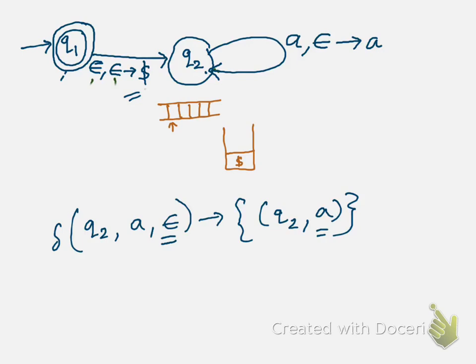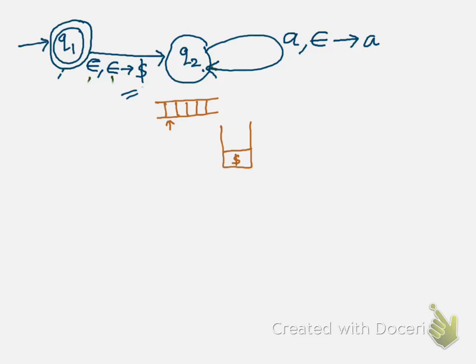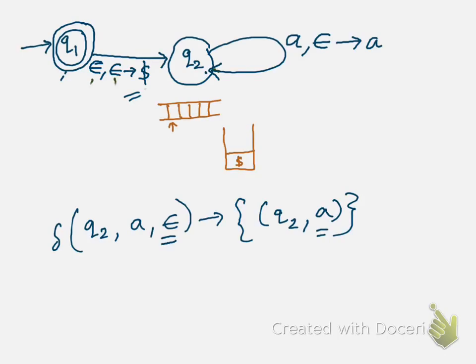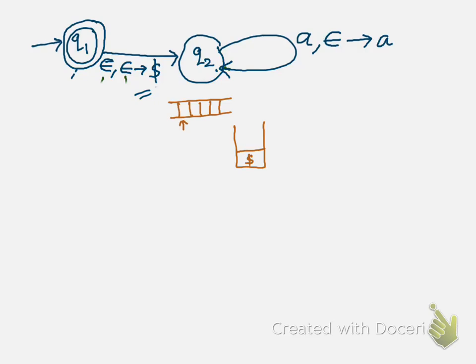So let me just take it to the next slide. How will my stack look now? Initially when I came from Q1 to Q2, it was like this. Now what it is doing on Q2 is, it is reading all the A's.